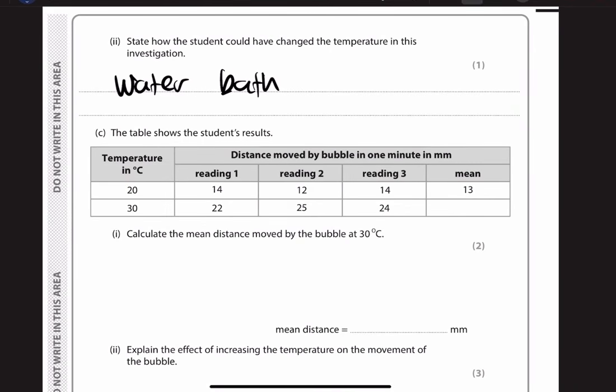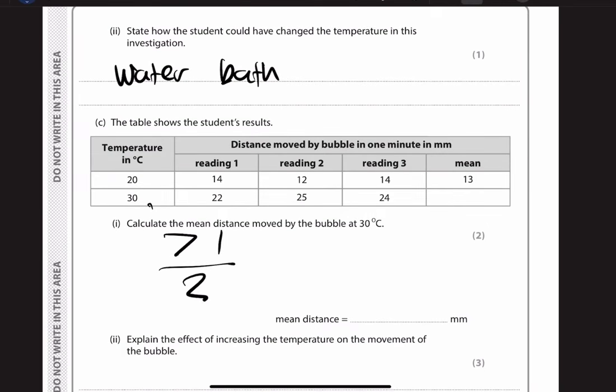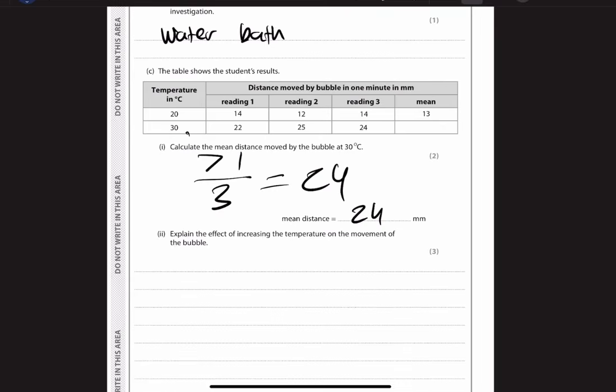Okay, the table shows the student's results and it wants us to calculate the mean distance moved by the bubble at 30 degrees C. So 30 degrees C is here, and we need the mean. So we have 22, 25, 24. Okay, so 22 plus 25 plus 24 is 71. And then we have 3 different measurements, so it's 71 divided by 3, and that equals roughly 24. So we'll write 24 millimeters as our answer. Yeah.